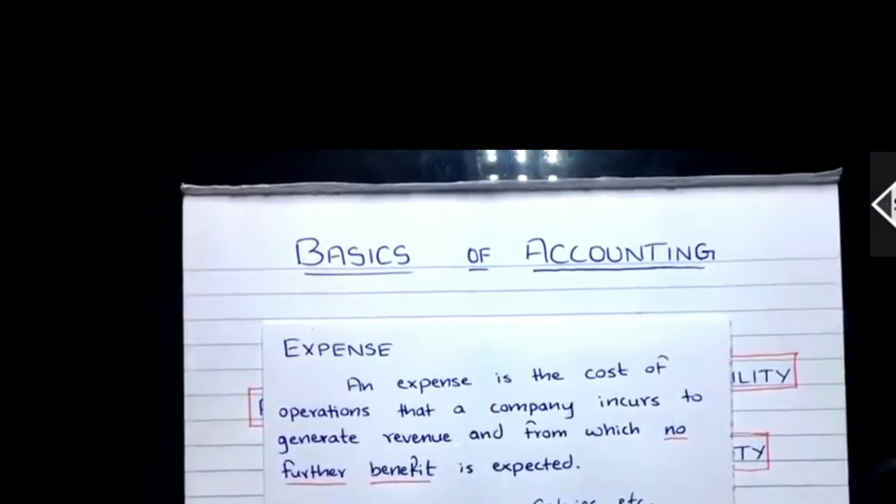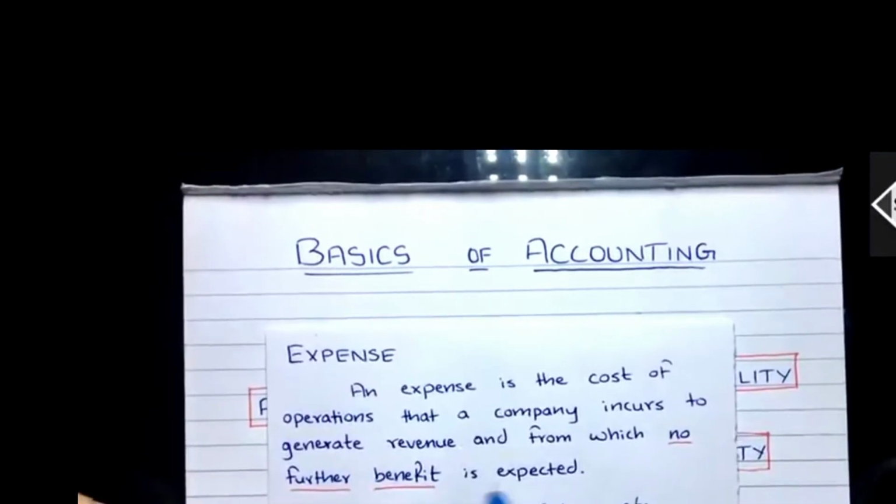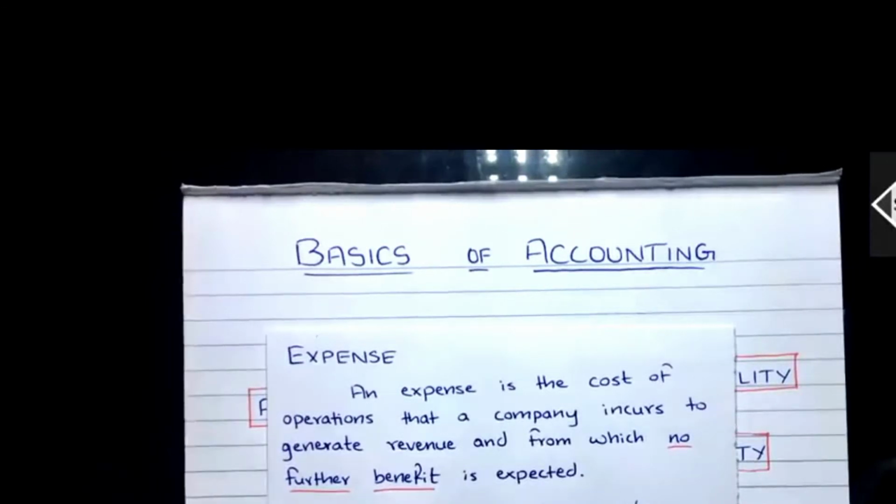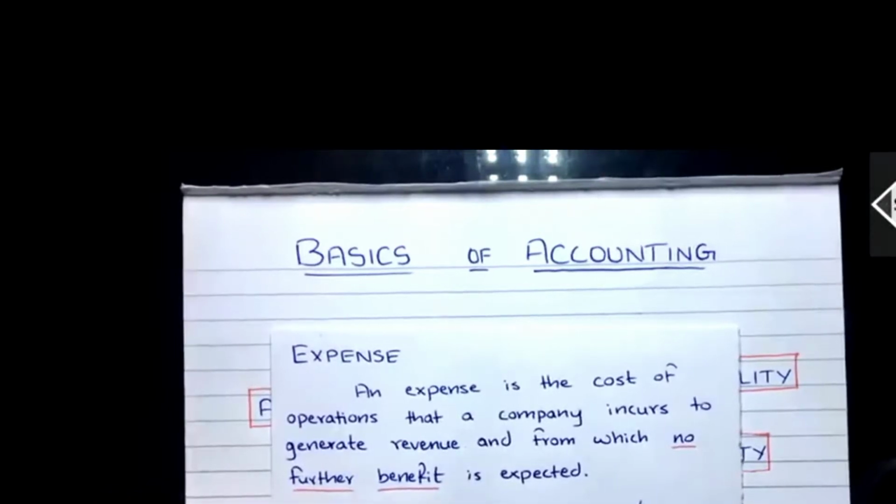Expense is something the benefit of which you have already taken. No further benefit is expected. That's the simple logical definition of expense. Expense is the cost of operations that a company incurs to generate revenue. You are incurring these things, you are paying the rent, you are paying the electricity bills, you are paying the salaries of your workers.